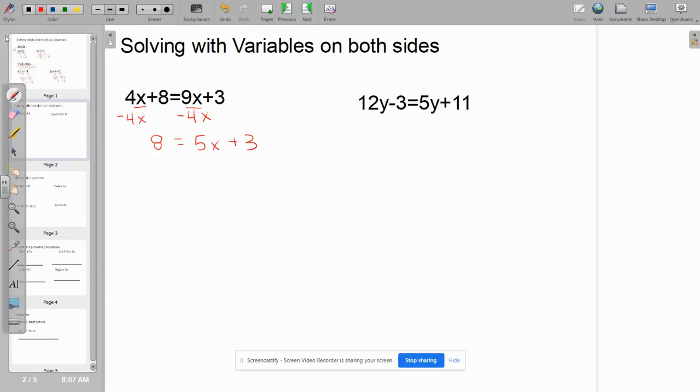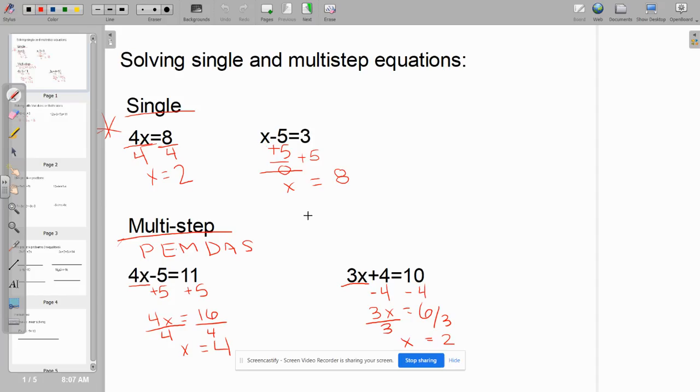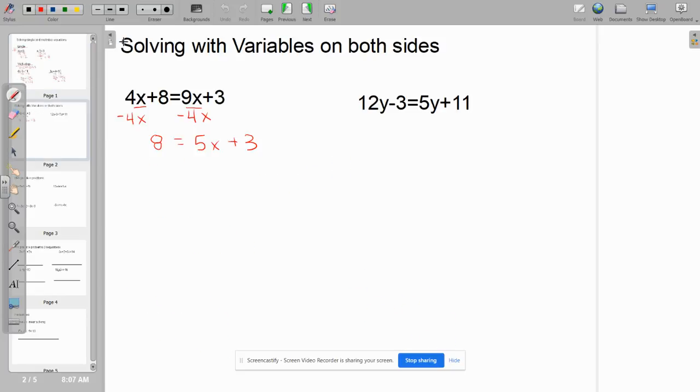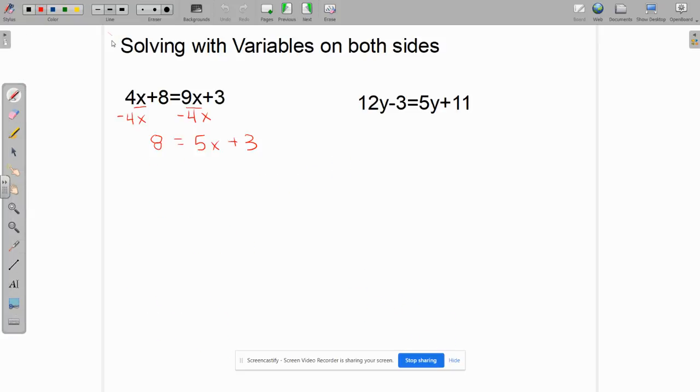Now looking back, this kind of looks like one of these multi-step equations again. So I'm going to do that reverse PEMDAS. It's not necessarily reverse, but I'm just doing it in backwards order. I'm going to start with my addition and subtraction, and I want to get 5x by itself. To do that, I can subtract 3 from positive 3, and that will give me 0. And what I do to one side, I'm doing to the other. So that equals 5, and I have just 5x on this side.